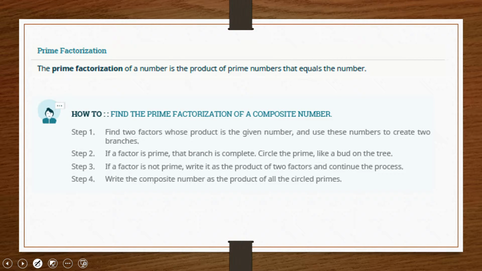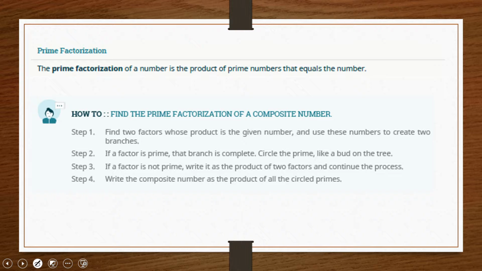So what is prime factorization? Prime factorization is figuring out what a composite number breaks down into with regard to the prime numbers, right? So the prime factorization of a number is simply the product of all the prime numbers that equal up to whatever our current value would be. So how do we actually perform that operation?